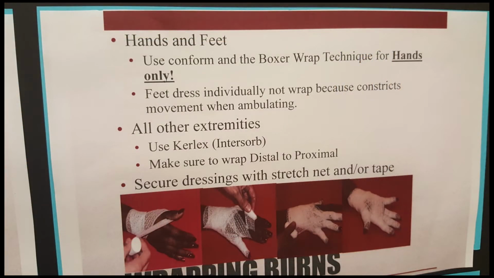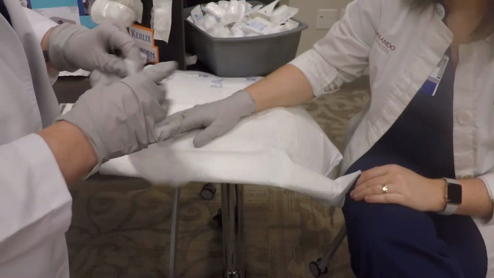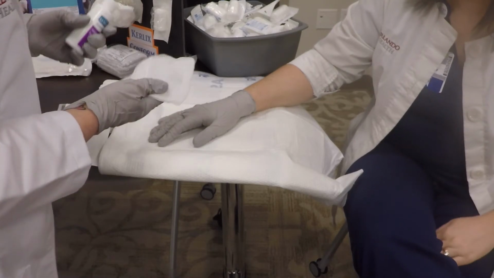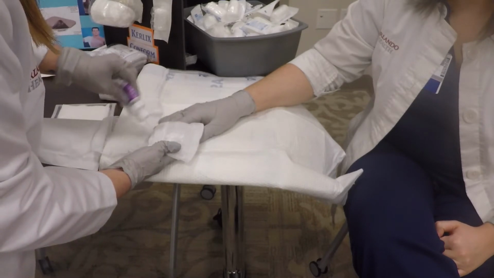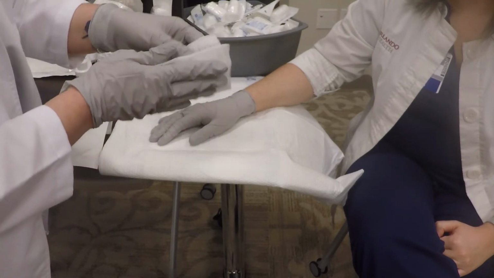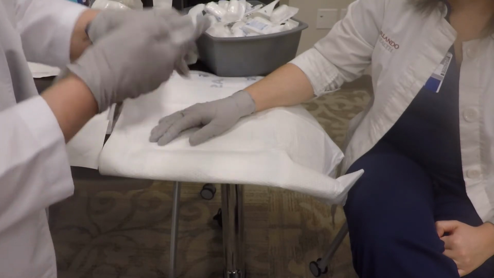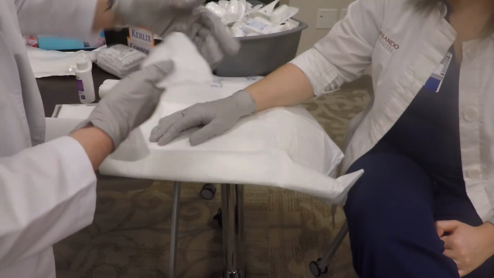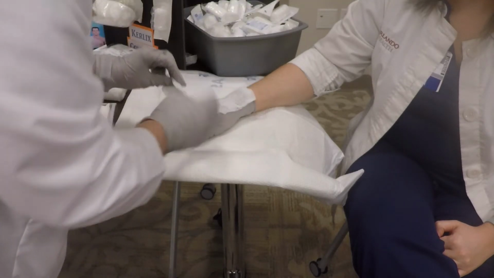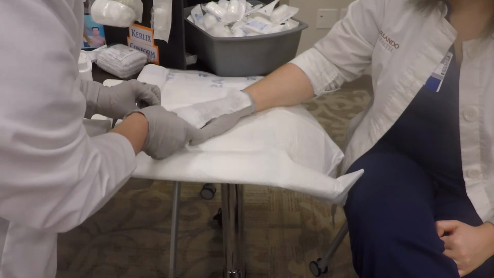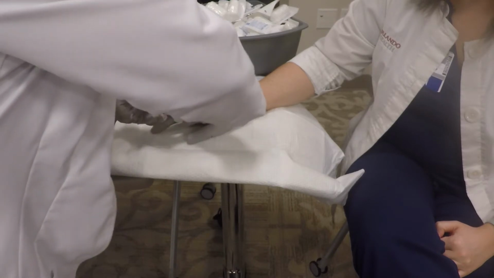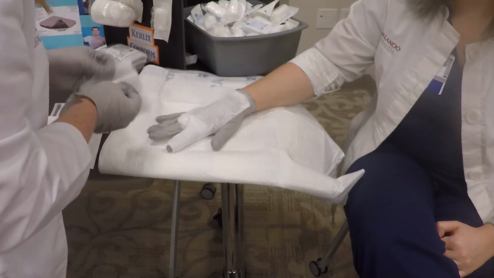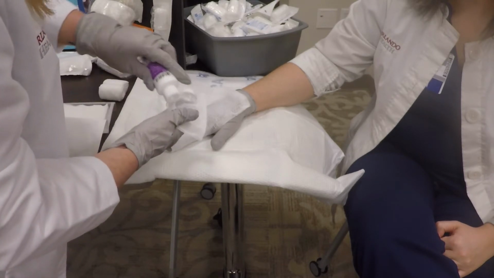For hands and feet, we're going to use Conform and the boxer wrap technique, but again, that's for hands only. I'm going to be demonstrating the box wrap technique for hand burns. And we are going to pretend that this is SSD. So you're going to apply the SSD actually to the gauze. All I did was open it once, spread it on the gauze, and then you're going to lay this portion on top of the hand, and then you can wrap this here. And you can do this multiple times if you have multiple fingers that are burnt.